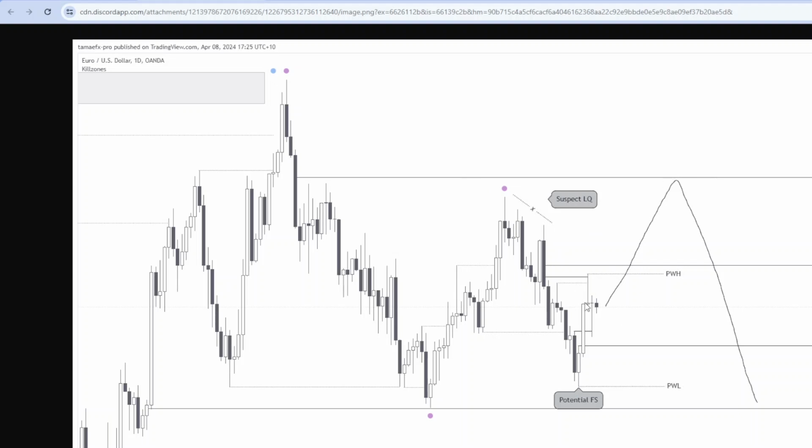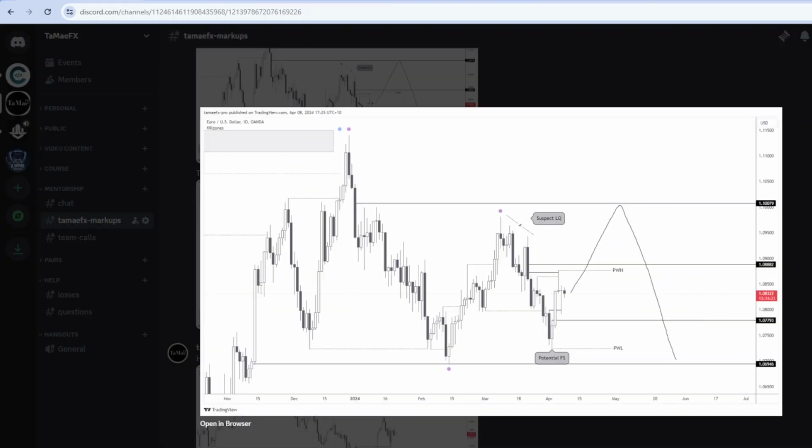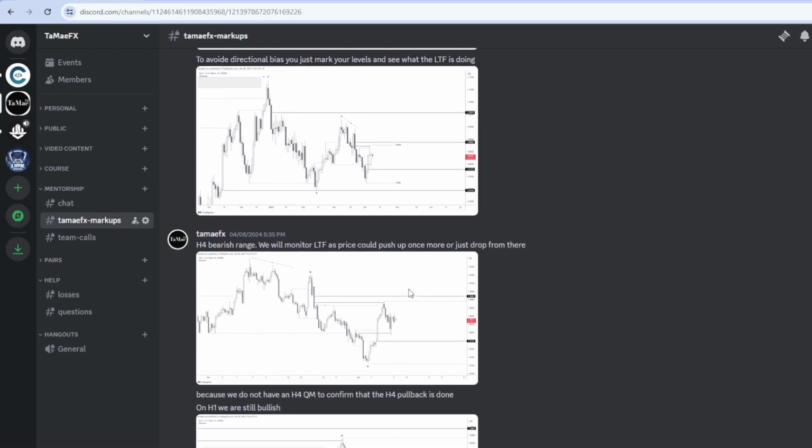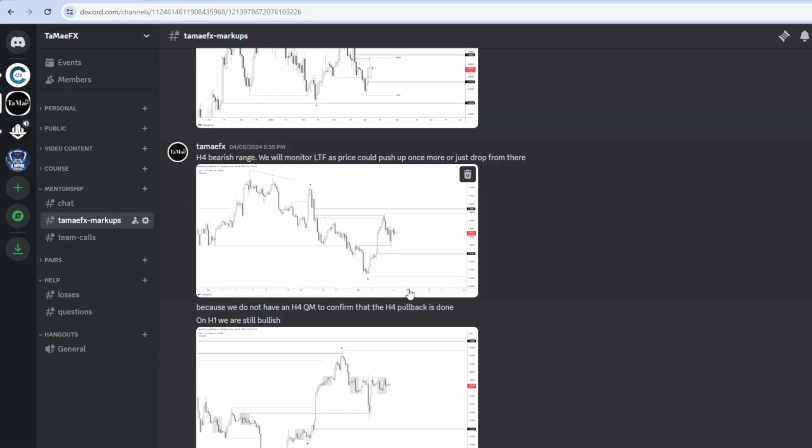So at this time, I marked out my daily key levels, which is my imbalance field price action here. And I was just waiting for this previous week high to be taken as liquidity. Okay. Then I went to my H4.